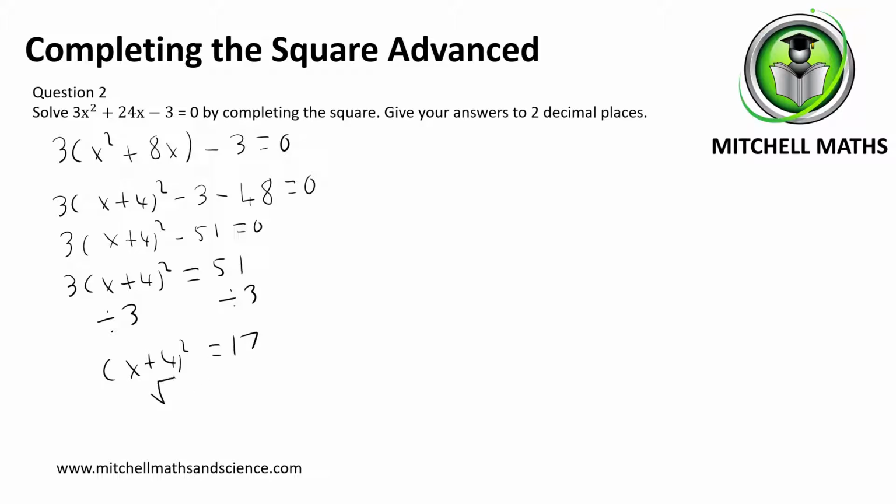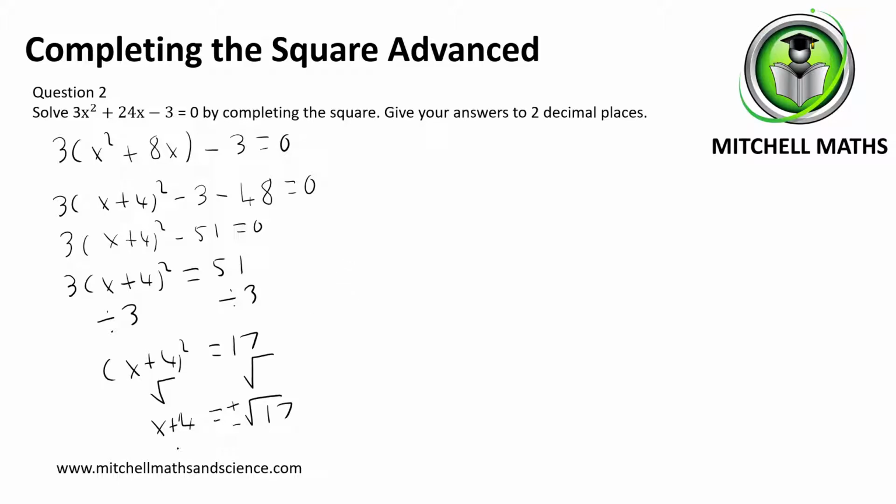Then I can square root it to get rid of this squared, which will give me x plus 4 equals the square root of 17. It could be a plus or a minus, because if you square root a number, say square root of 9 could be 3, because 3 times 3 is 9, or it could be minus 3, because minus 3 times minus 3 is 9 also. So when you square root a number, it can either be positive or negative, because when you multiply two negatives together, you get a positive.